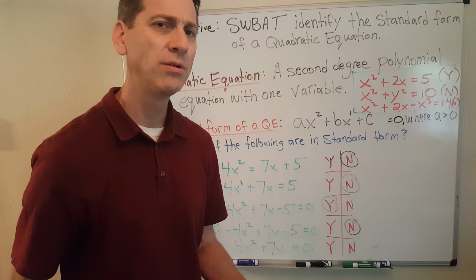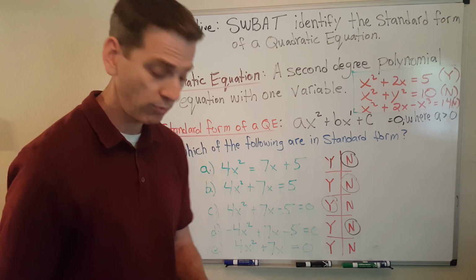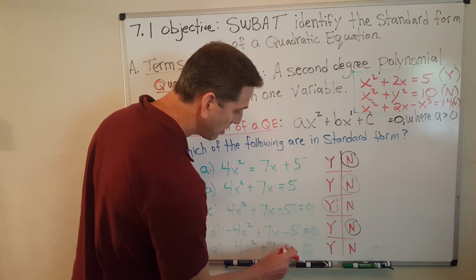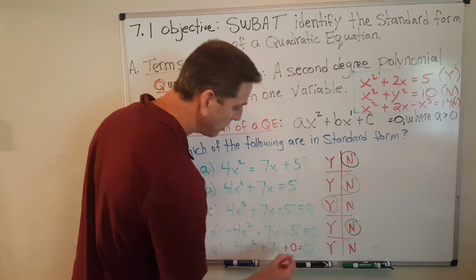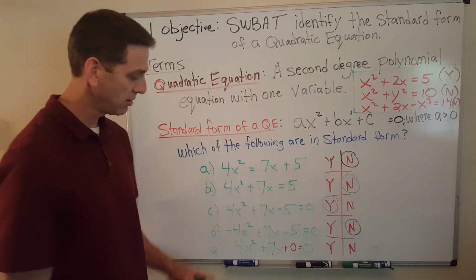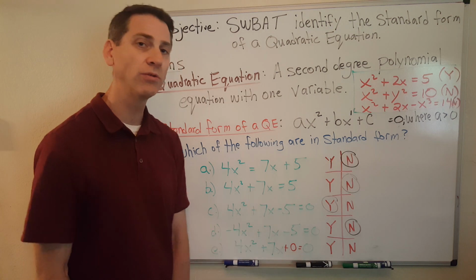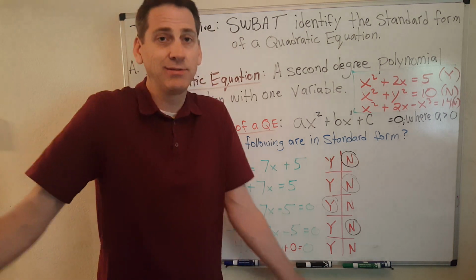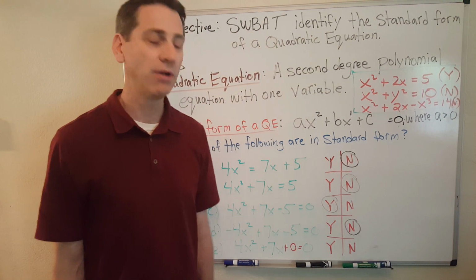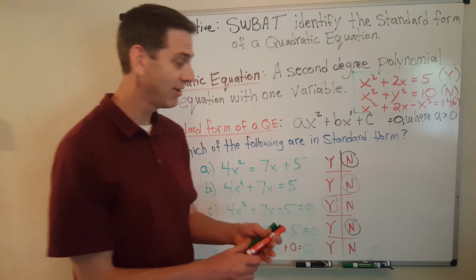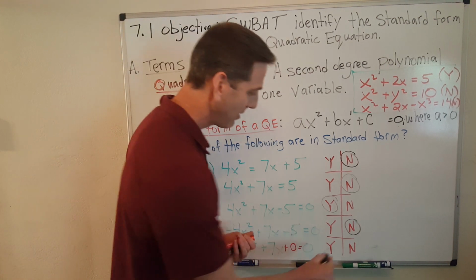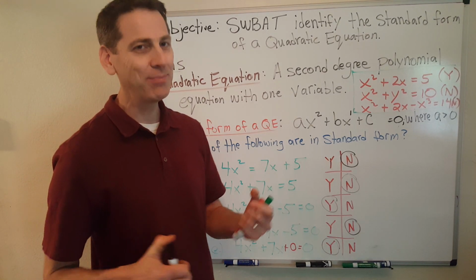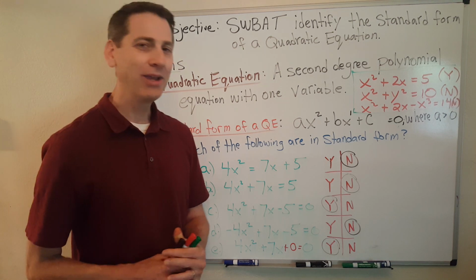Let me ask you a question. Is 0 a number? Yeah, it's a whole number, in fact. Couldn't I just put plus 0 right here? 4x squared plus 7x plus 0 equals 0? Isn't that the same thing? Well, sure. If there's no c there, it just means that c happens to be 0 and we just left it out, right? So this is in standard form. Yes.